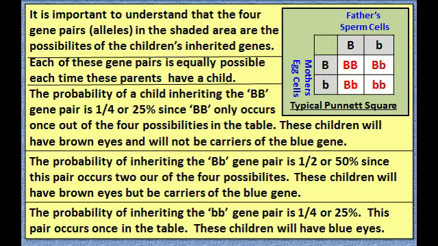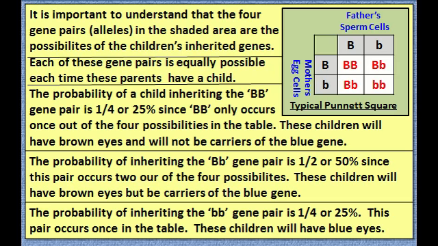These children will have brown eyes, will not be carriers of the blue gene. The probability of inheriting the uppercase and lowercase b gene pair is 1/2 or 50%, since this pair occurs 2 out of the 4 possibilities. These children will have brown eyes but be carriers of the blue gene.